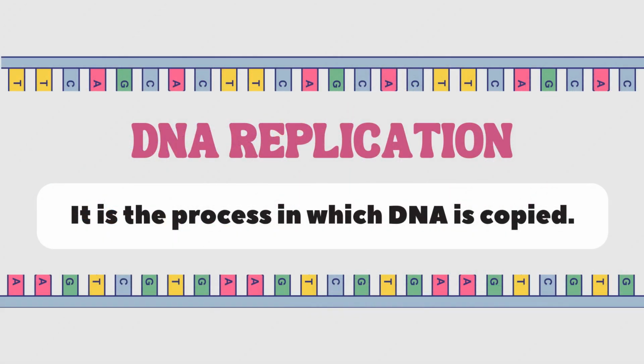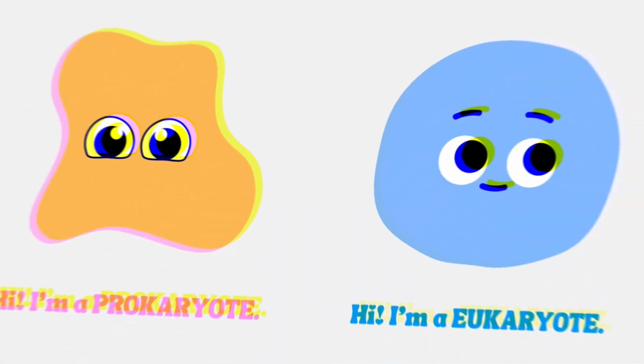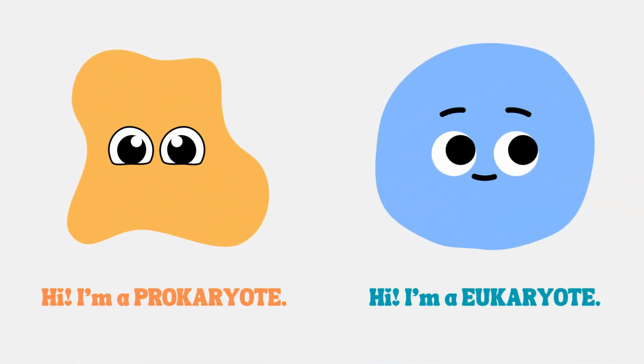Well, DNA replication is the process in which DNA is copied. For eukaryotic cells, this takes place within the nucleus during the synthesis phase of the cell cycle. On the other hand, for prokaryotic cells, this process takes place within the cytoplasm.